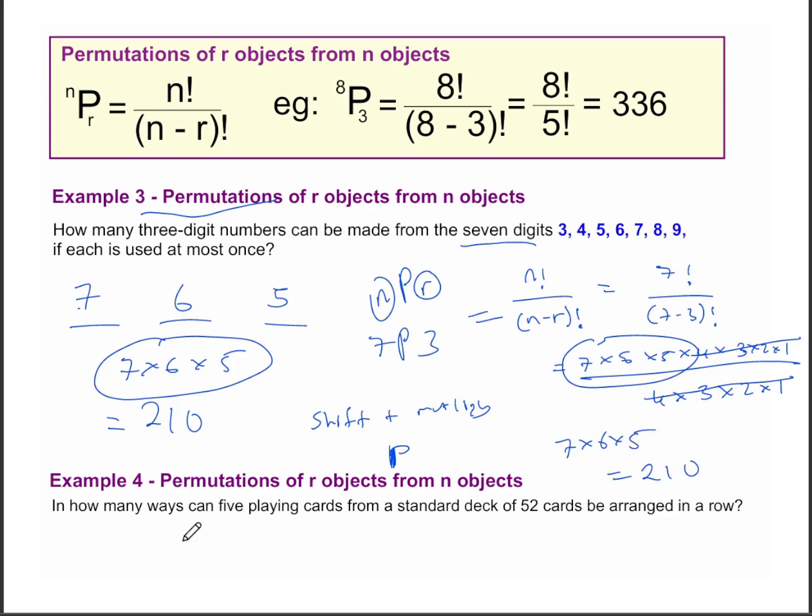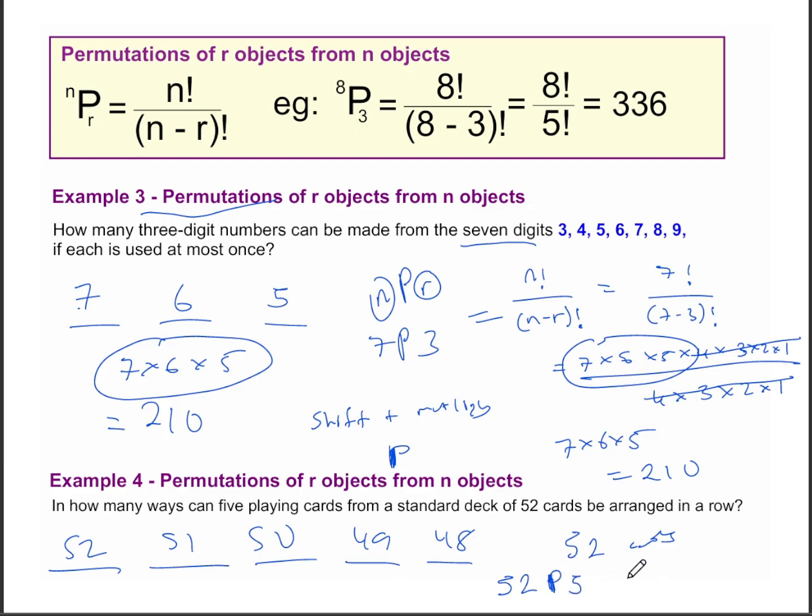Then we're told, in how many ways can 5 playing cards from a standard deck of 52 cards be arranged in a row? So we have 5 playing cards, 1, 2, 3, 4, 5, and we have 52 cards in total. So the logical way, 52 options for the first place, 51 options for the second, 50 options for the third, 49 for the fourth, and 48 for the last one. Or we can write it like this: 52 permutation 5, because there are 5 spaces. And both of these would give you 311,875,200 total ways of arranging those 5 playing cards.